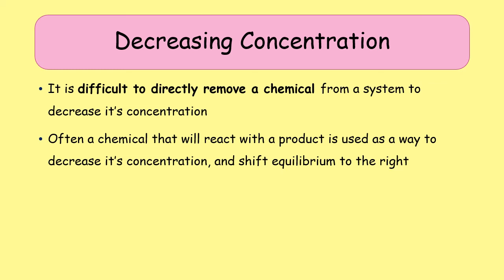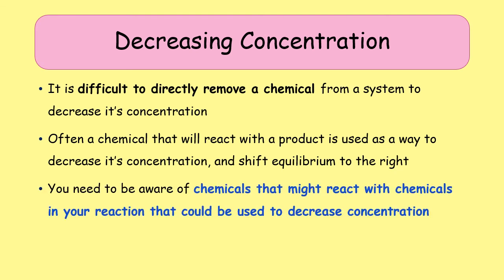So for example, if you want to make more product to shift the equilibrium right, you might want to add a chemical that reacts with the other one of your products, decreasing its concentration, and then the system will want to try and increase the concentration, so we'll shift the equilibrium right. And so you do need to be aware of what chemicals might react with chemicals in your system and be able to decrease their concentration. So the next slide is going to give you examples of the most commonly used chemicals and how they are potentially removed or decrease the concentration.